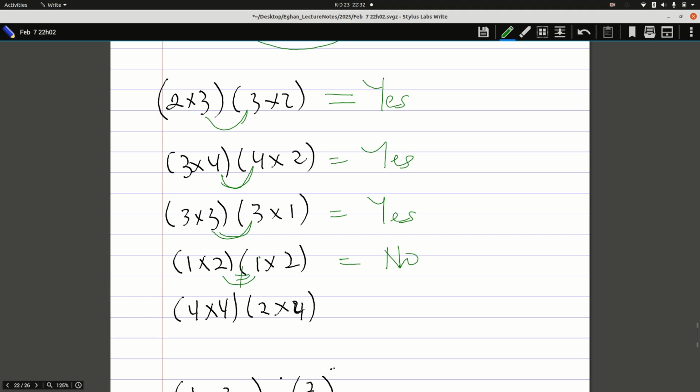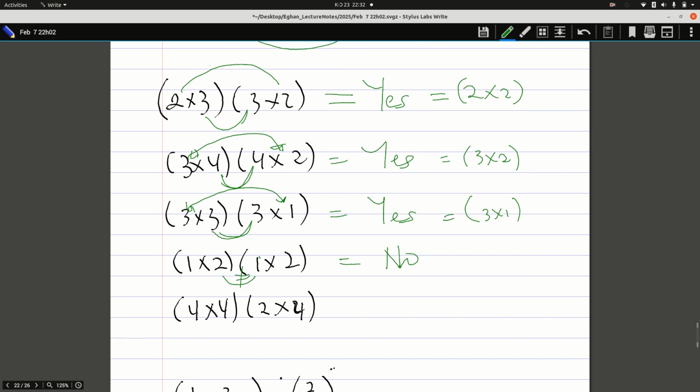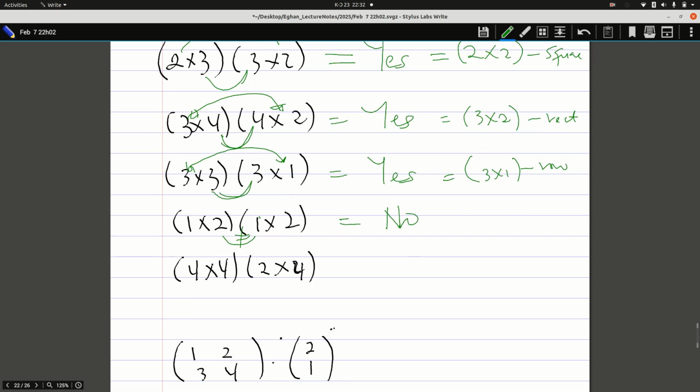Let me just do the resulting matrix. If I multiply this one, I'm supposed to get 2 by 2 at the end of the day. If I'm able to multiply these, the outer ones become 3 by 2. If I'm able to multiply this, as I said yes, then the resulting matrix is 3 by 1. That is a row vector. This is a square. You believe that? This is a rectangular. This is a row vector. Since I can't multiply, then I don't have any resulting thing.